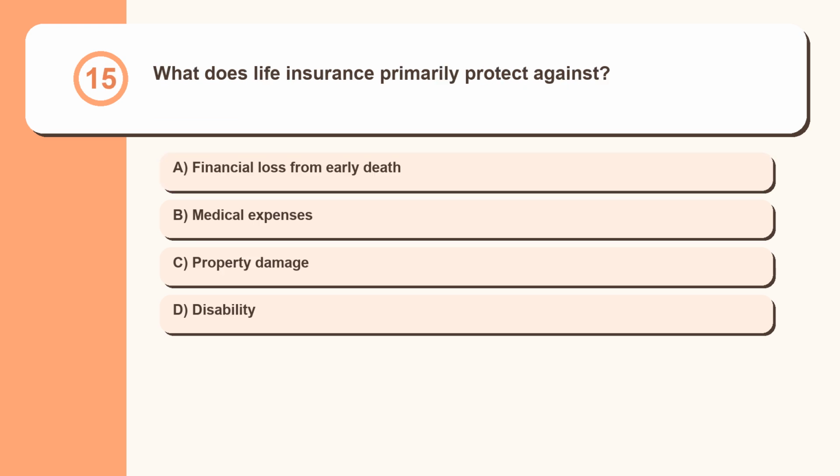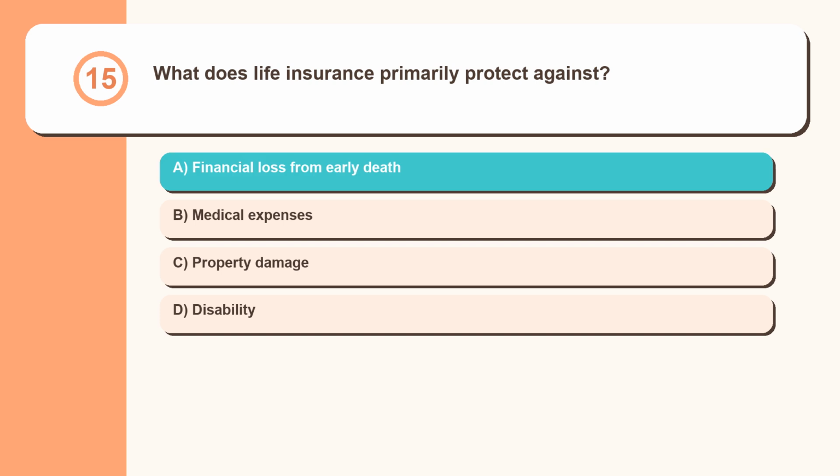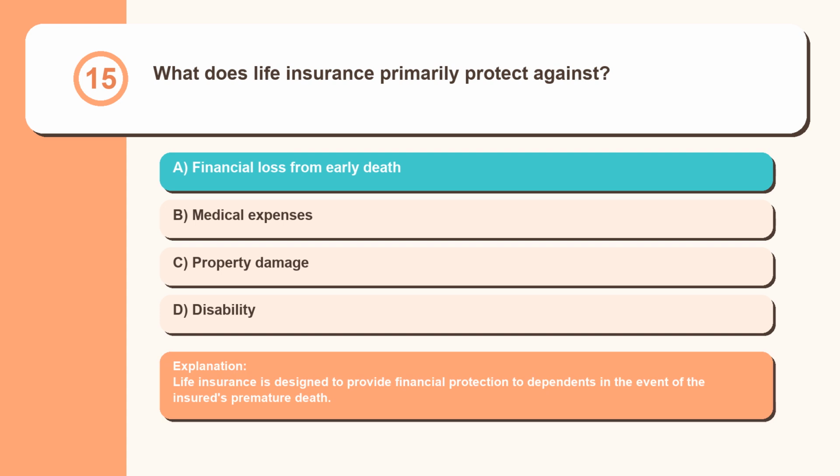Question 15. What does life insurance primarily protect against? Financial loss from early death, medical expenses, property damage, disability. Life insurance is designed to provide financial protection to dependents in the event of the insured's premature death.